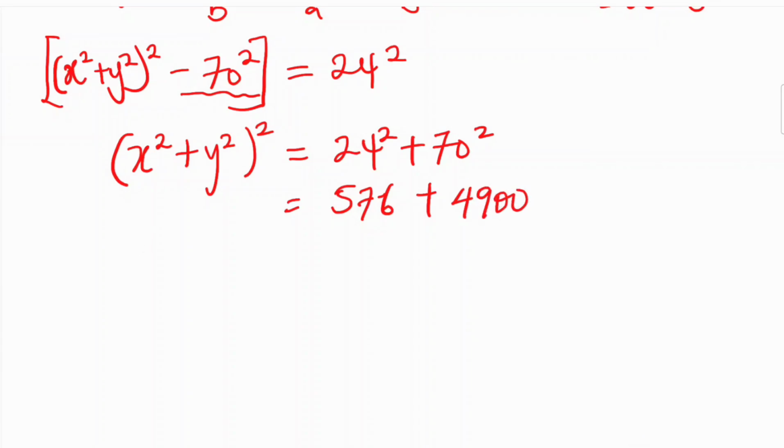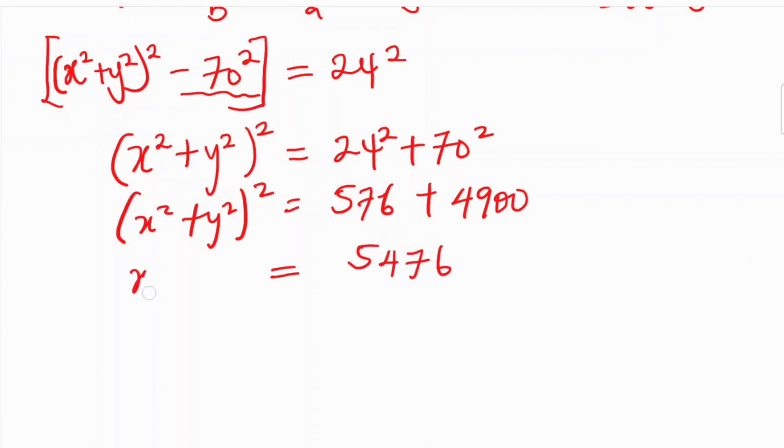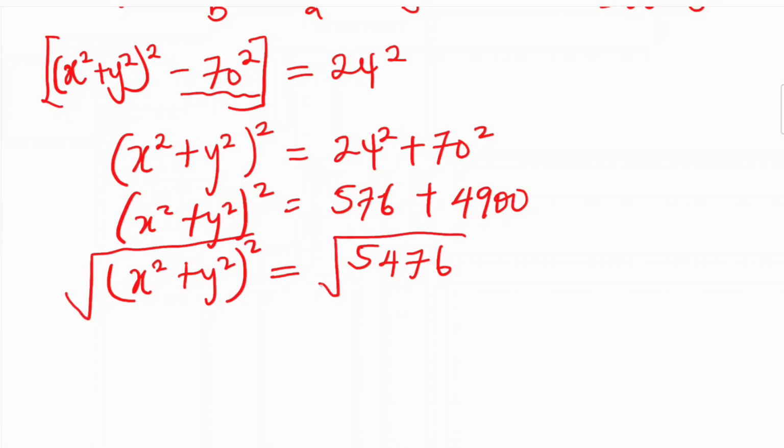Okay, so we have it that, and this is (x squared plus y squared) all squared. So if you add both of them, you can see we have it as 5,476, and that's (x squared plus y squared) all squared. So for us to find x squared plus y squared, we have to take the square root of both sides.